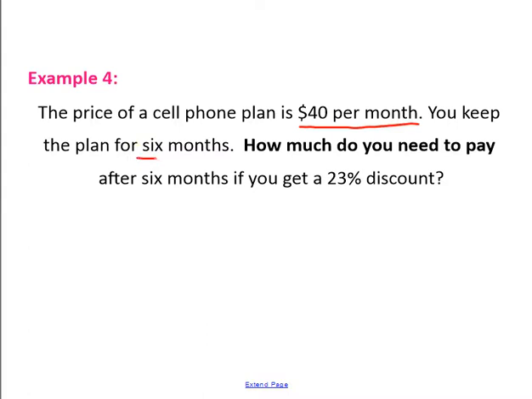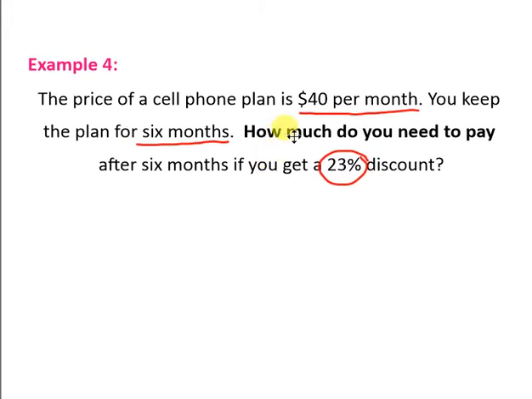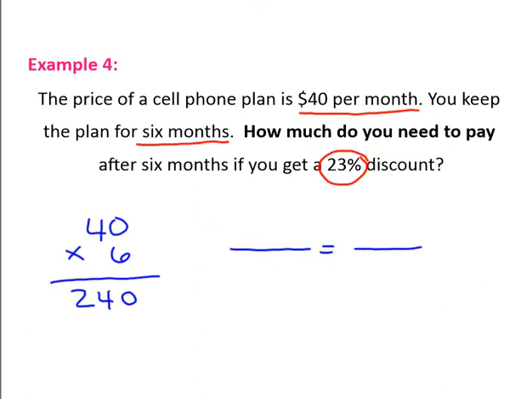You keep the plan for 6 months. How much do you need to pay after 6 months if you get a 23% discount? So in this problem, before I go ahead and calculate my proportion, I actually need to calculate how much it's going to cost over 6 months, because it's $40 per month. So $40 per month times 6 months, it's going to be $240. Now I can go ahead and make my proportion.